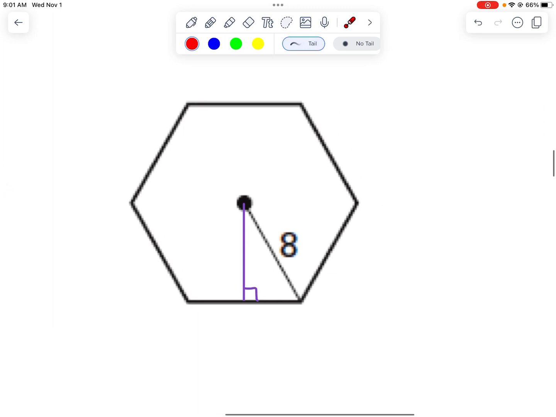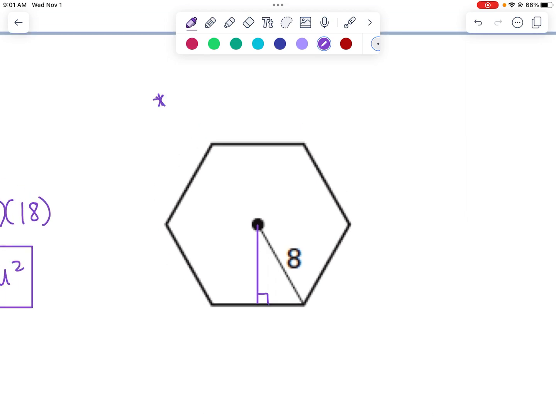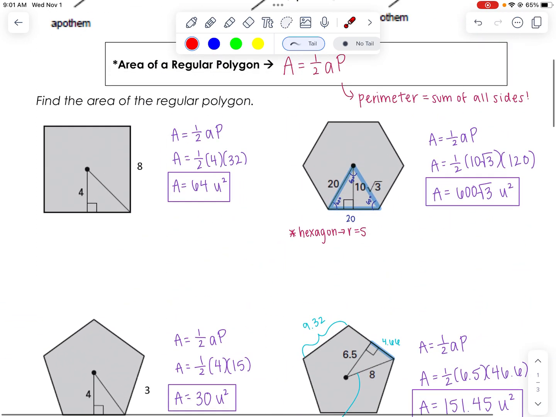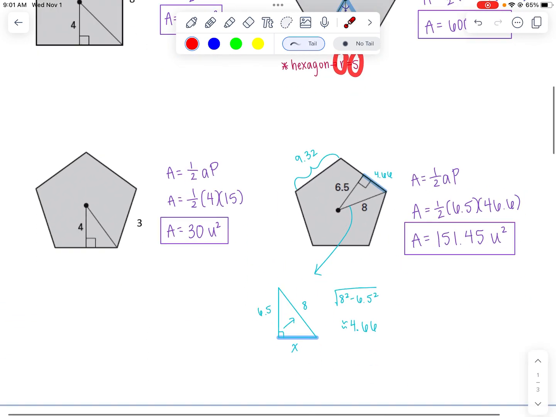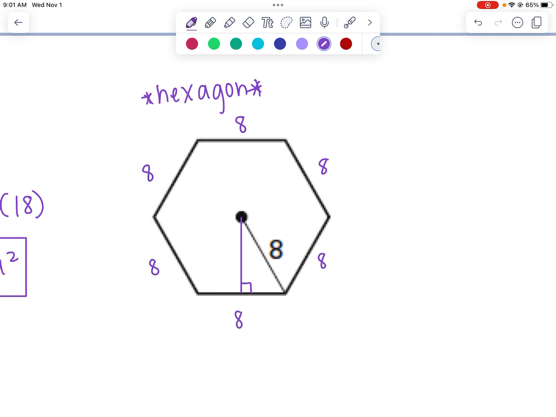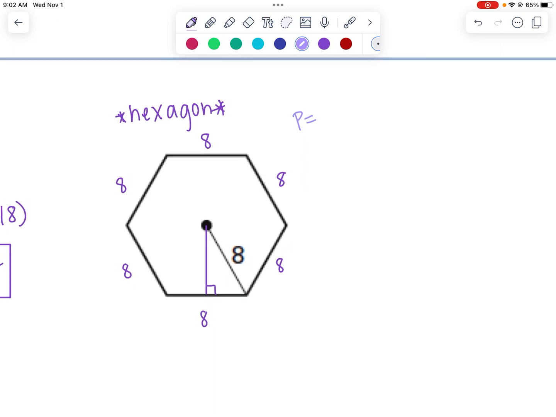Okay, now if you remember, this is a 6-sided shape, so that would make this a hexagon. And hexagons, like triangles, have these little shortcuts. They have these rules. So in a hexagon, if the radius is 8, if you go back and you look at the previous example, remember, in a hexagon, whatever the radius is, that's what all of your sides are. So if the radius is 8, then all the sides would be 8, which would make the perimeter 8 all the way around would be 8 times 6. That would be 48. What I'm missing is the apothem.